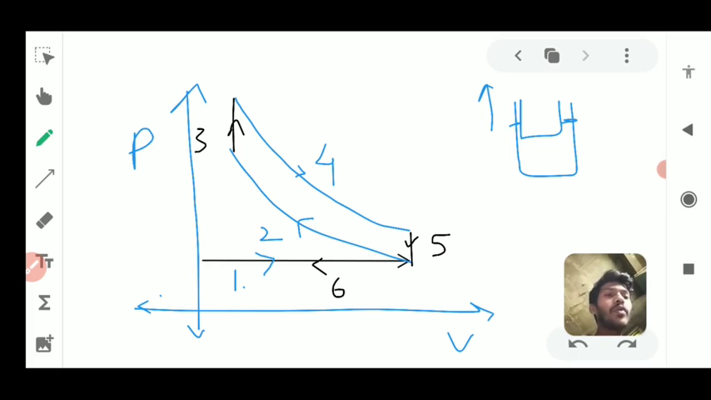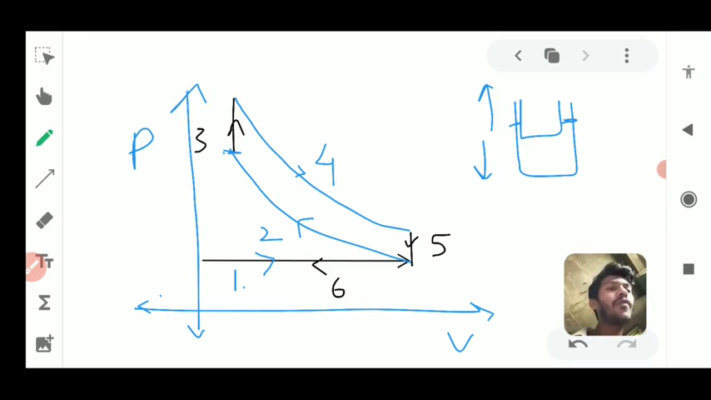Now in the second process, the shaft starts to compress back. So the second process is called the compression stroke. In the second process, you can see the volume is going to decrease but the pressure is going to increase. Okay, so in this process the shaft is moving in this direction.